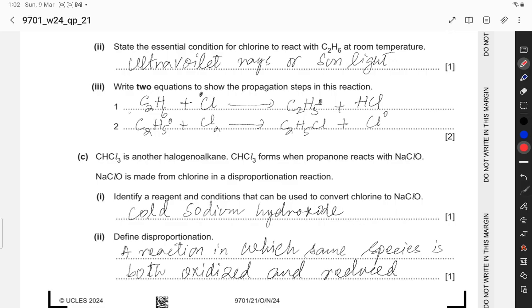C2H6, we know that in propagation steps on reactant side, one is the normal molecule and other is the free radical. Chlorine is free radical, becomes free radical in the first reaction, while alkane is normal molecule. So on the product side, alkane will become the free radical by releasing one hydrogen atom, and HCl is formed. And in the second step, alkyl become the free radical while chlorine is normal molecule.